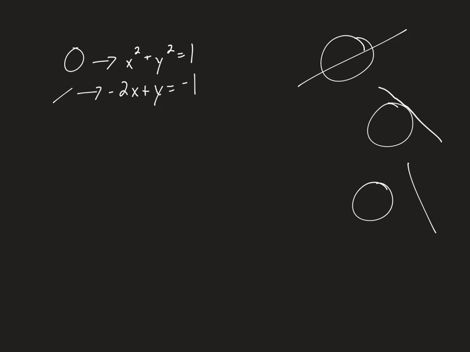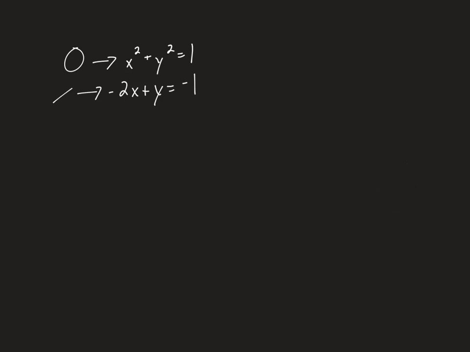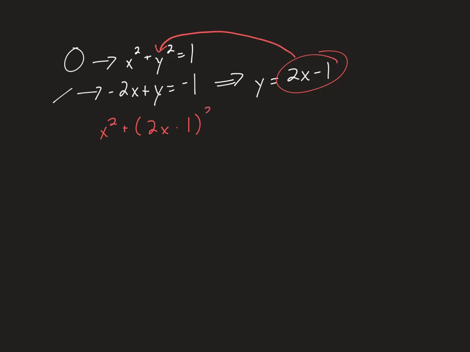So in order to do that, we're going to solve this linear equation to get one of the variables by itself. We'll get y by itself because that has no coefficient. Well, it has a coefficient of 1. So this becomes y equals 2x minus 1. Then we're going to take that and substitute it into the conic, or the circular equation. Gives us x squared plus (2x minus 1) squared equals 1.